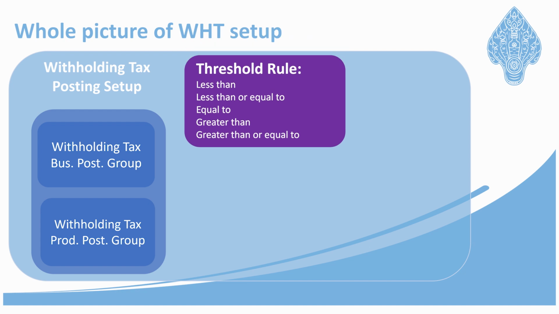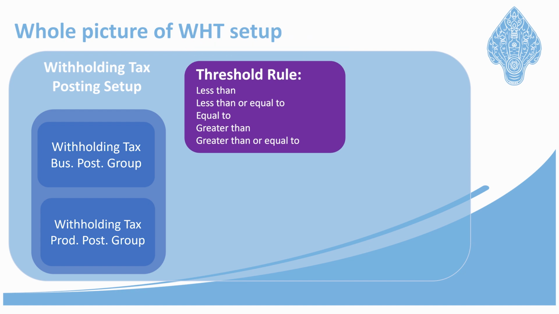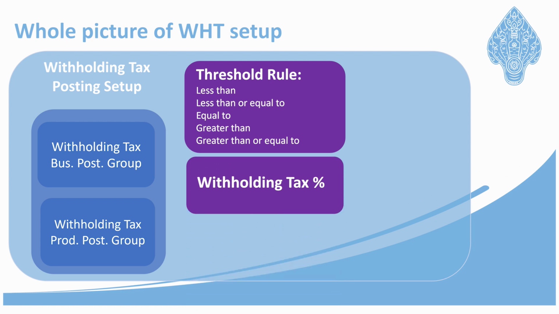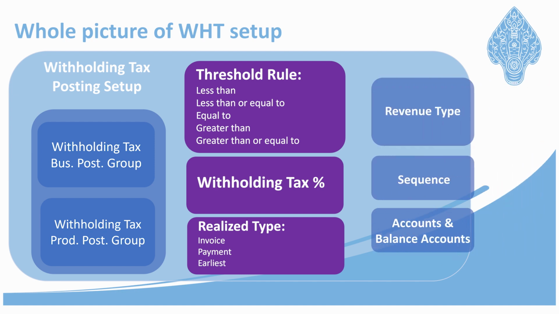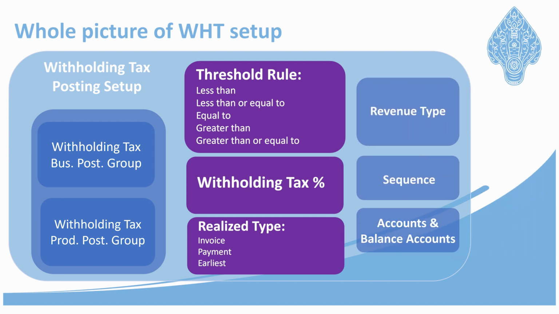And then we have the threshold rule, so it can be less than, less than or equal to, equal to, greater than, and greater than or equal to. I think in Cambodia, we can set up the threshold at about $2.5. And then we have the withholding tax rate. It can be 10%, 14%, 15%. And for the related types, it can be invoice, payment, and early. And for revenue type, sequence account, and balance account, it is not used in Cambodia, so we don't need to mention it. I think, to be more clear, let us go to the real demo.